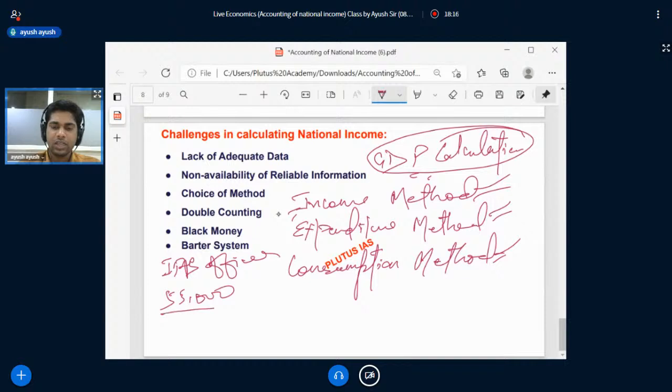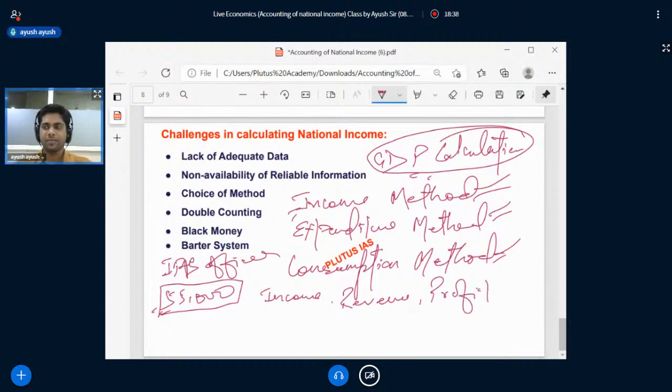Okay. Now see, in this 55,000 rupees, this is what you are earning. This is your income. First of all, answer me one thing. What do you understand by income? There are three things. One is income, another one is revenue, and the third thing is profit. Do you know the difference between these three things?